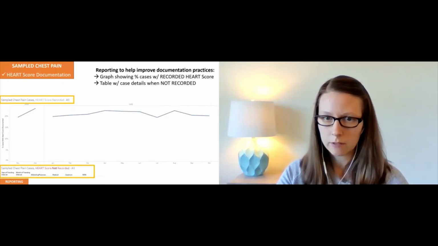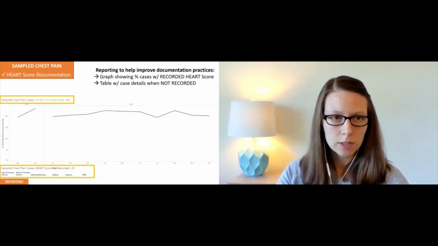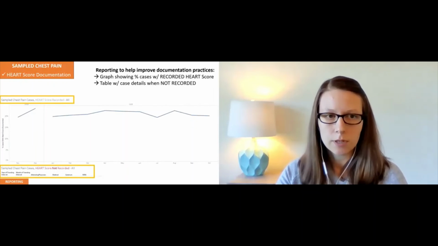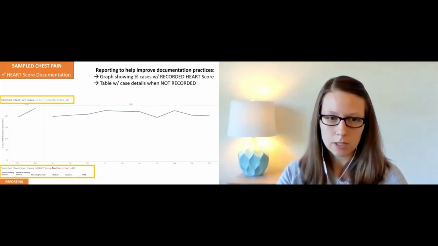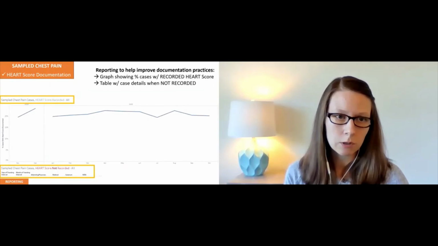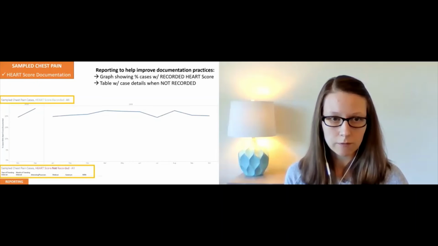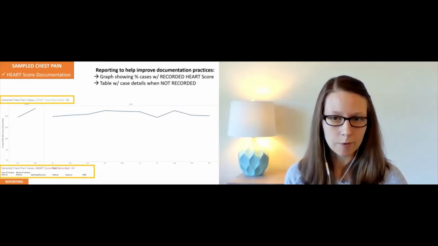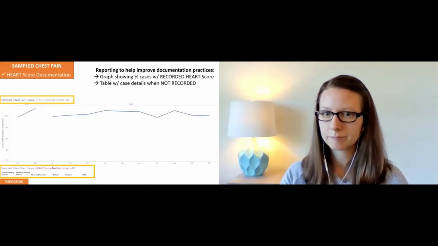So the last two we're going to look at are for chest pain. The first one is looking at heart score documentation in the EMR. And this report is set up very similar to how the GCS report looks for head injury. So at the top, we show sample chest pain cases, the percentage of heart score recorded from the EMR over time. And then the table below is the inverse of that. So if the heart score was not recorded, the case will display there with the case number, MRN, attending, etc.